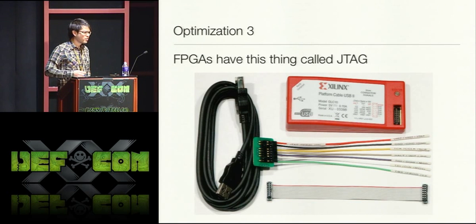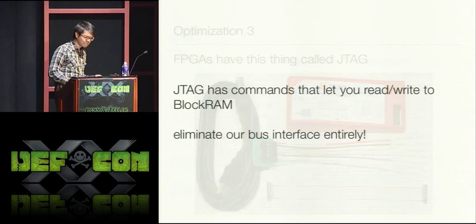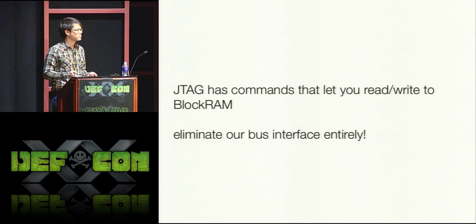So FPGAs have this thing called JTAG, which if you've done any sort of hardware hacking, you're probably familiar with, where it's a debug interface that most chips have. On an FPGA, this is an interface you can use for programming it. They also have all sorts of things built in for on-chip debugging, where you can essentially put a logic analyzer inside the chip and tap lines and things like that. And we found that there's actually a couple of commands with JTAG for letting you read and write to block RAM entirely over JTAG.